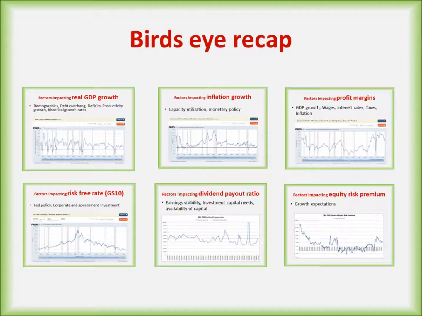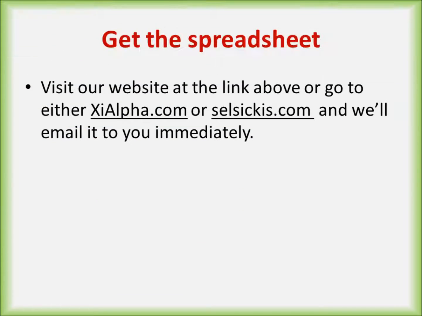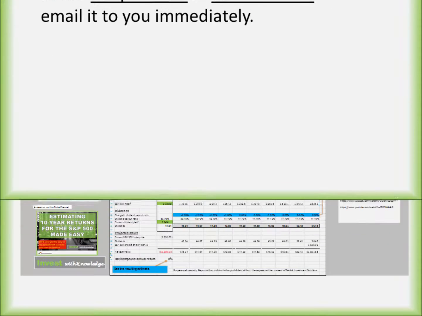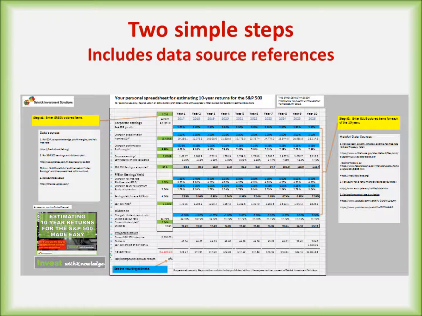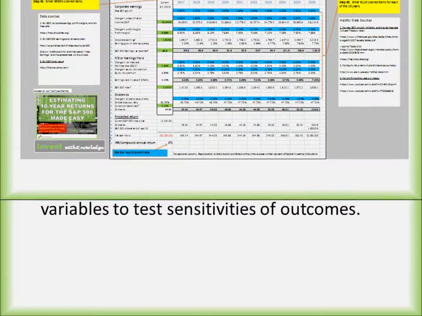And this is a bird's eye recap looking at all 6 factors, and you can come back and look at them. So go to our website and get the spreadsheet. This is what it will look like. It includes data sources for reference. I suggest you create 3 scenarios, one optimistic, one pessimistic, and one realistic, and see what the range of outcomes looks like. Get an idea of how sensitive future returns are to the changes in each of the variables. It will really help you understand how the market functions.